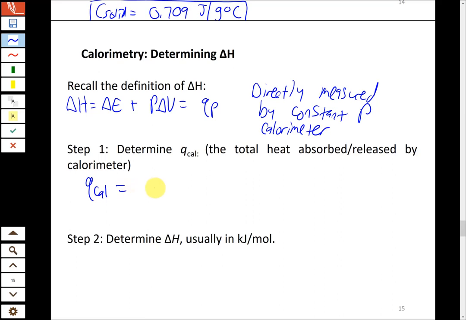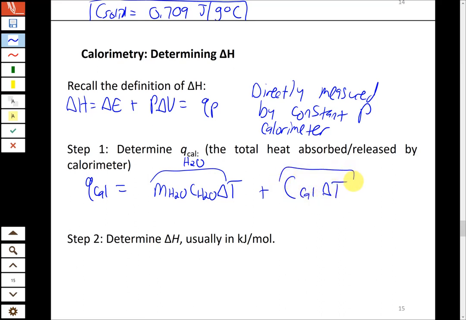Q cal, as we abbreviated it, is mass of water, heat capacity of water, times delta T. So this is again the heat that's absorbed by the water. Then we also have the heat capacity of the calorimeter itself times delta T. And depending on what information we give you in the problem, you're going to either use one of these terms or both of these terms. It really just depends on how it's set up. But those are the two things we need to calculate the heat for the calorimeter.